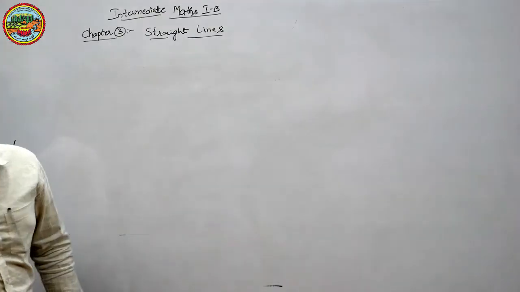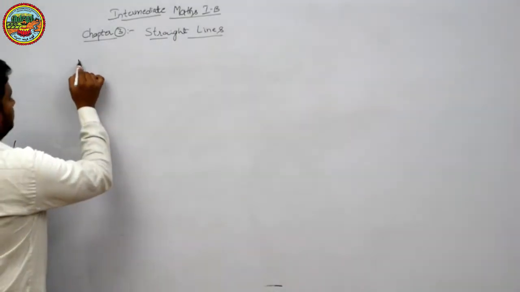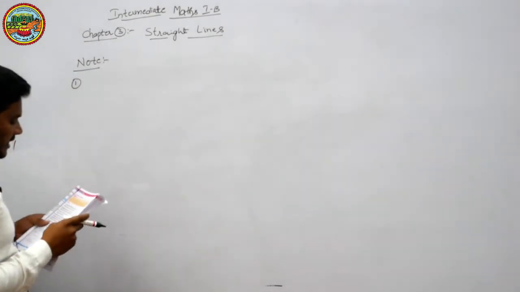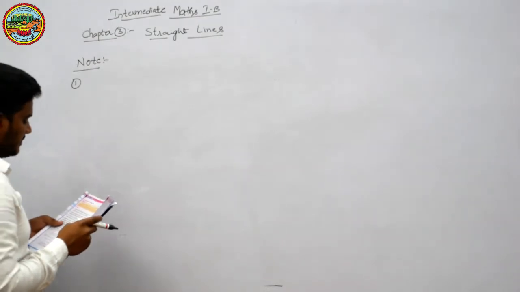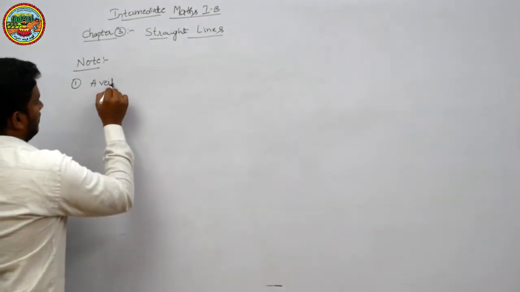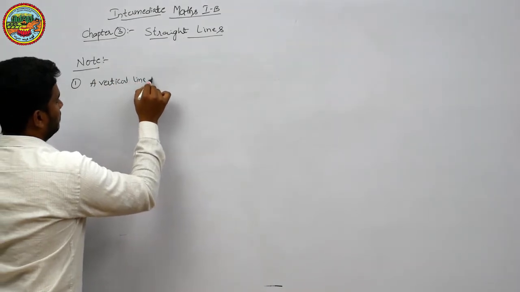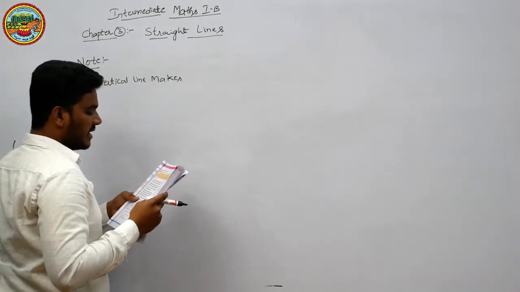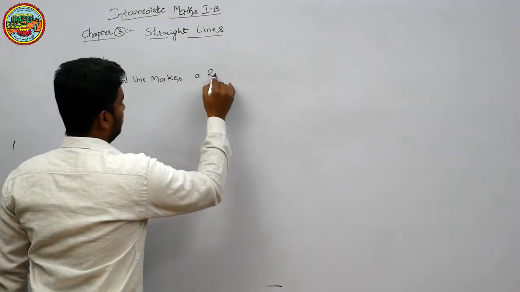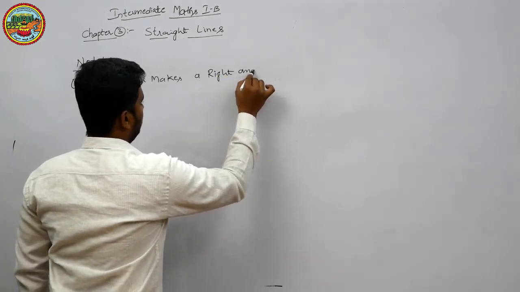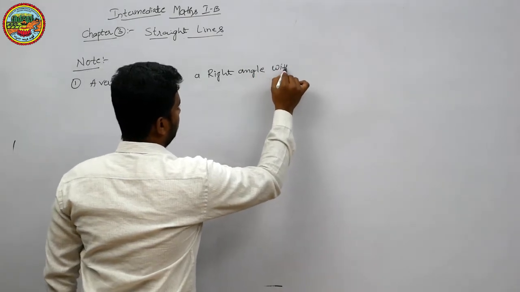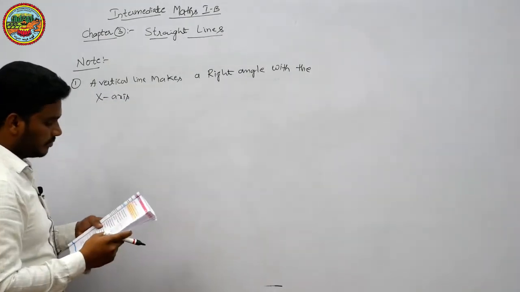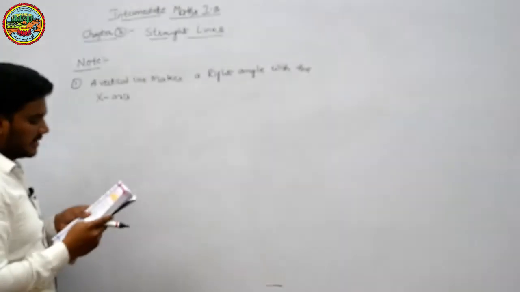So here we have some note points. Point number 1, a vertical line makes a right angle with the x-axis, and therefore the slope of the vertical line is not defined.